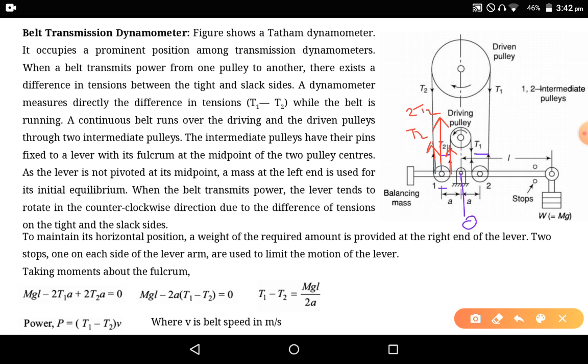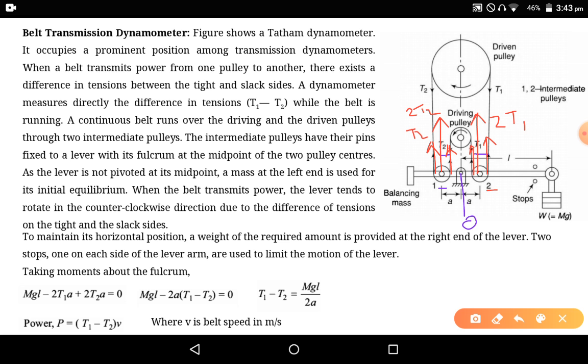Similarly, consider the second intermediate pulley, which is on the other side, the tight side. In this pulley there will be two belts connected, and these two belts will apply a net force of 2T1 on this pulley. The value of T1 is more than T2, that you already know. So the net force on pulley 2 will be more than the net force acting on pulley 1.